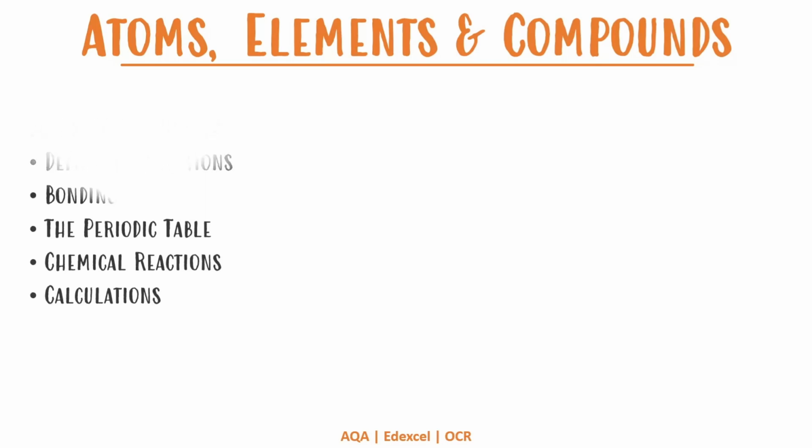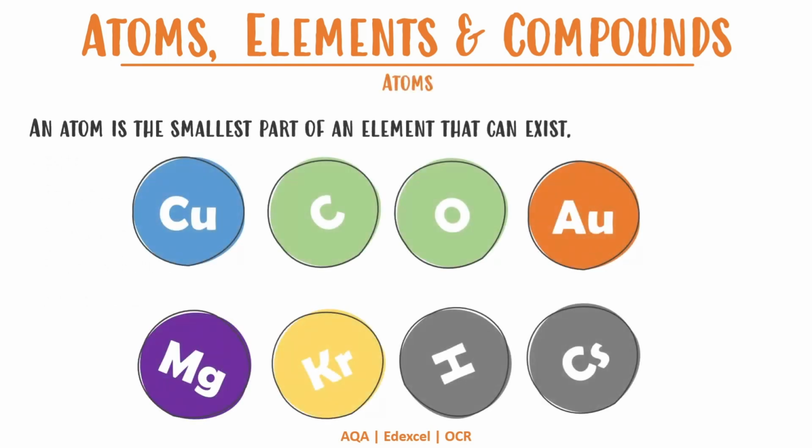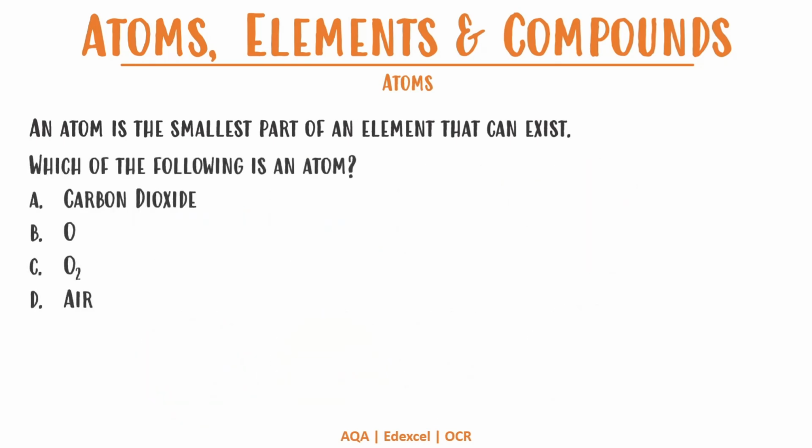Right, let's get started. So, atoms. Now, these are the smallest part of an element that can exist, and we have various examples on the screen, such as carbon, copper, magnesium, hydrogen, and so on. Remember, these are singular atoms. Let's have a look at applying this. Here's a question. Take the next minute to decide what the answer is.